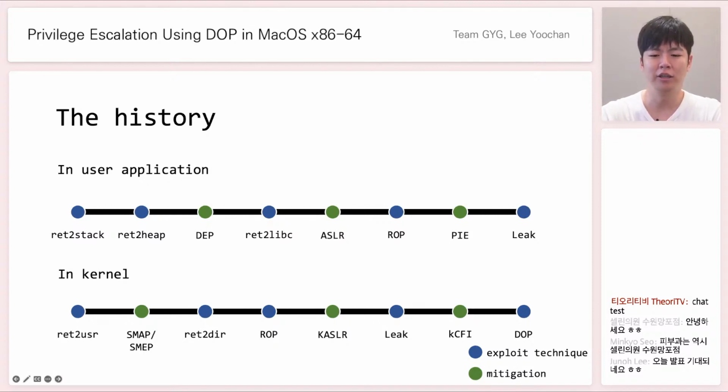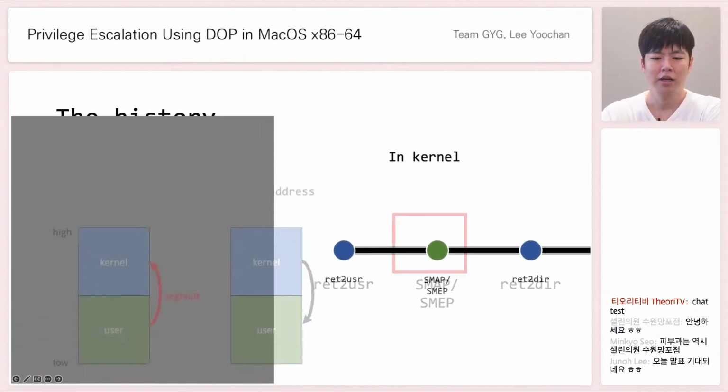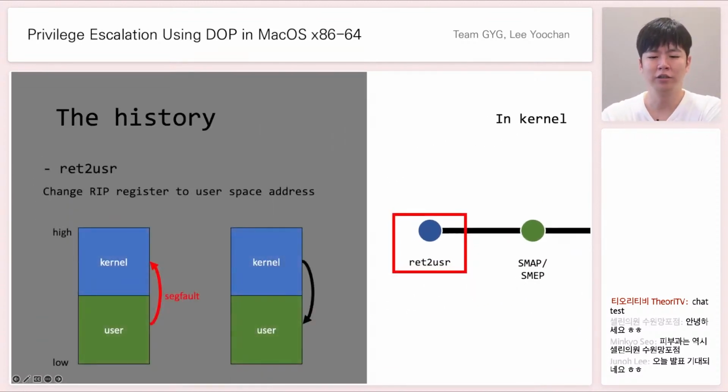Before introducing the DOP technique, we should know how exploit techniques have developed. In the figure, you can see how exploit technology and mitigations have evolved in applications and the kernel. Since our topic is kernel exploits, let's take a look at the kernel side. The first one is return to user.